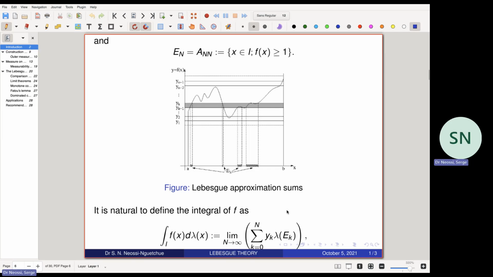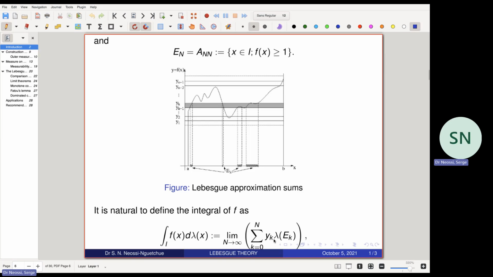So it is natural to define the integral of f as the integral over I of f(x) dλ(x) equal, by definition, so that's how we define it, to the limit when capital N goes to infinity of the sum of y_k λ(E_k), where k runs from 0 to N. So the E_k's have been defined above.